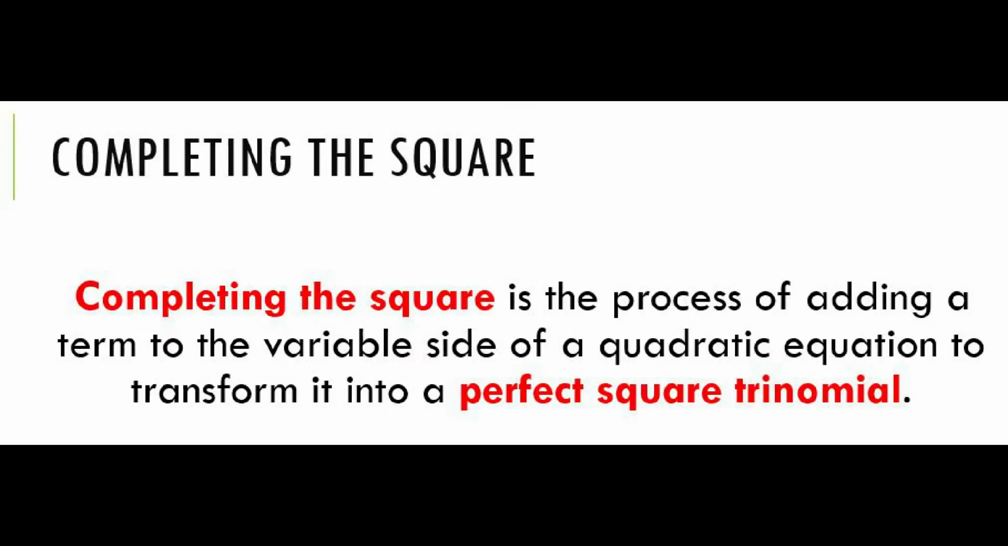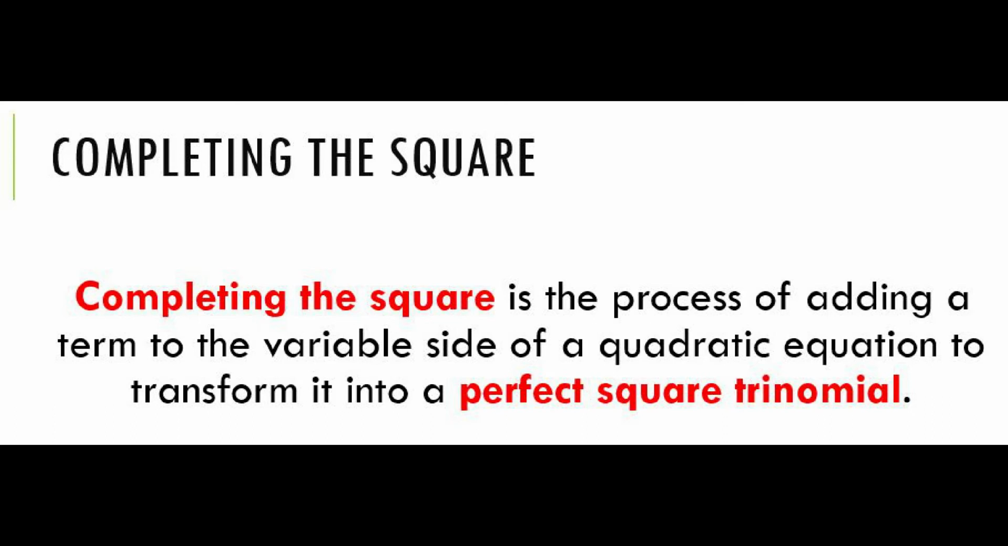Completing the square is the process of adding a term to the variable side of a quadratic equation to transform it into a perfect trinomial. That is really confusing, so we're going to look at an example. I don't suggest using this method, but we have to go over it. We're going to go over it very quickly and then move on with our lives. You don't even need to write this in your notes. If you want to, you can, but you don't have to.